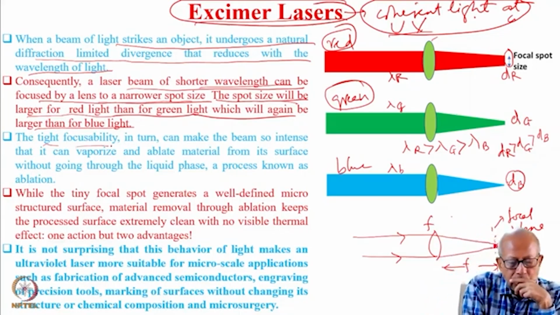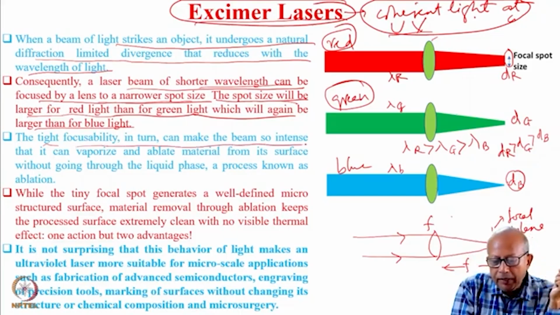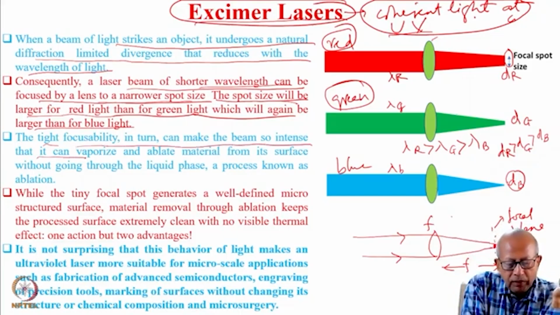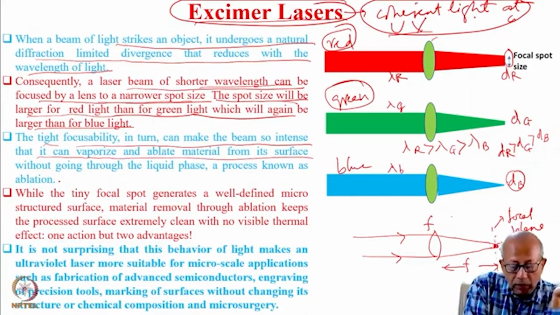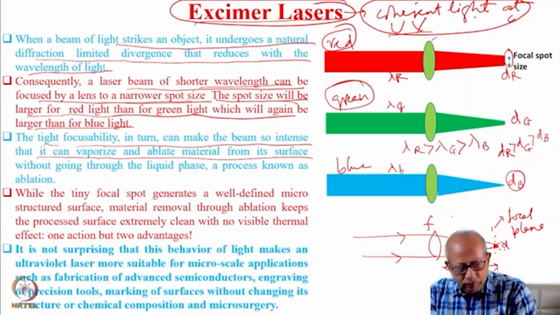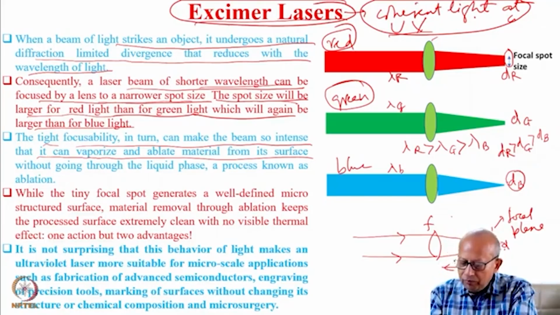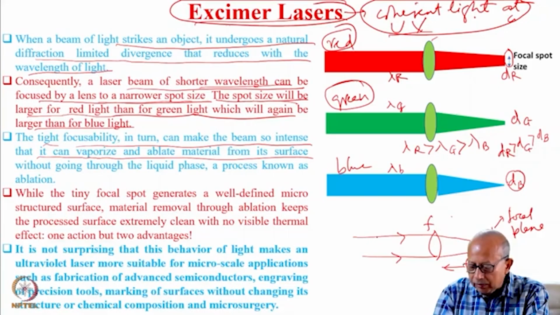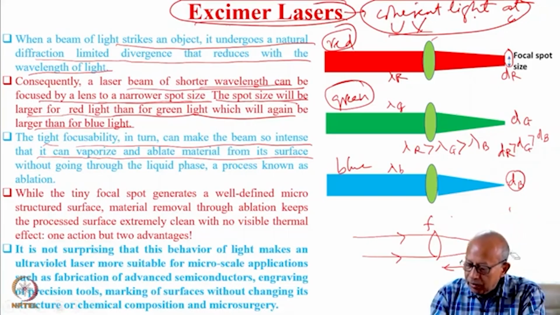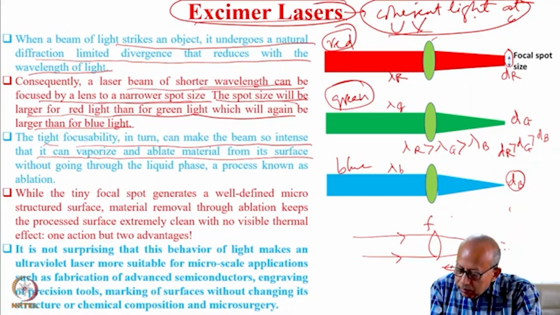So the tight focusability in turn can make the beam so intense that it can vaporize and ablate material from its surface without going through the liquid phase, a process known as ablation. Okay, now before we come to that, suppose the power of your beam is, this is the focal spot diameter D.